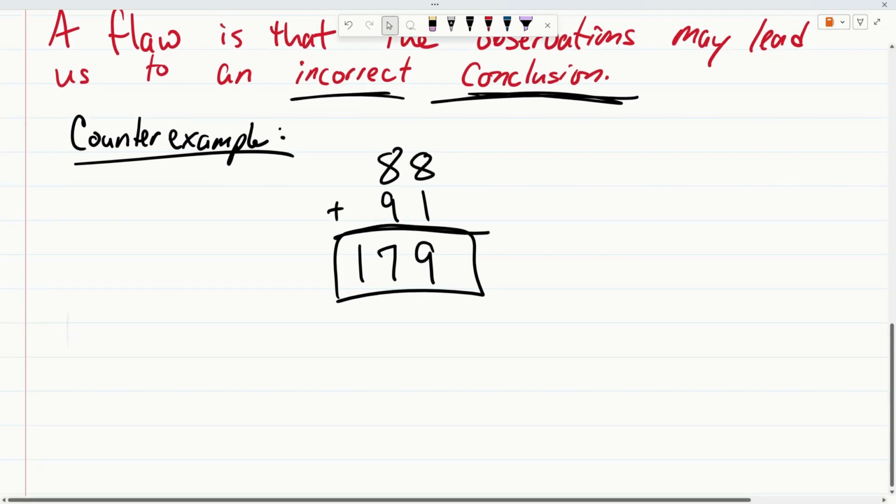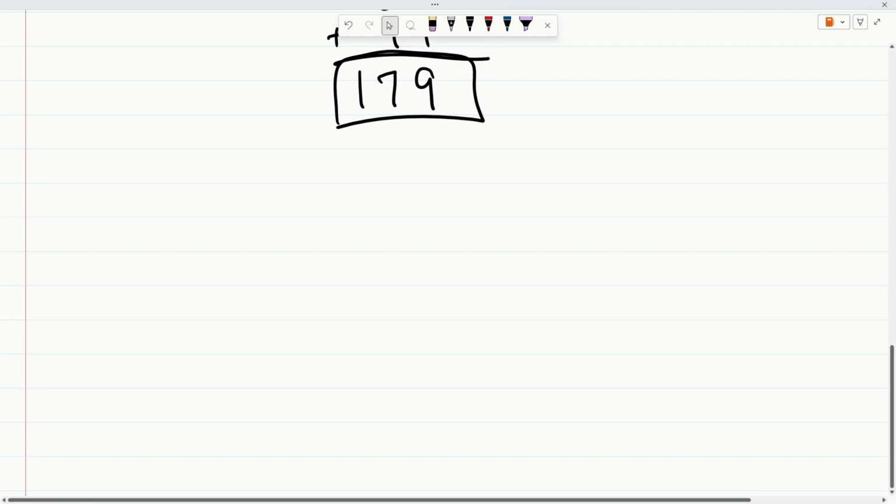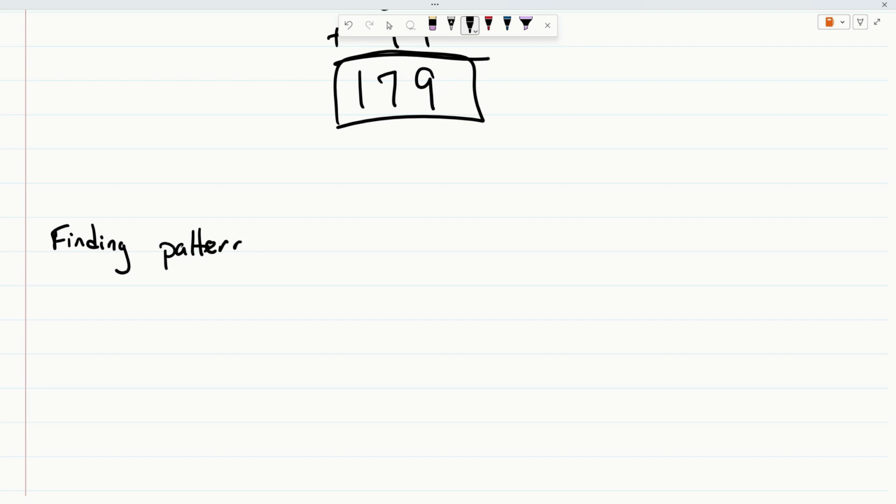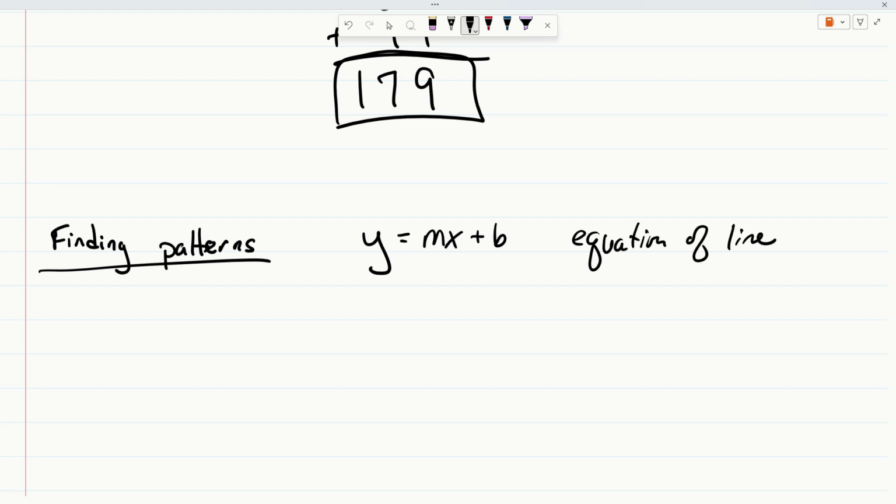Another way that we use inductive reasoning, and this is very popular in math, is by finding patterns. We try to do this all the time in math. In fact, I could argue that math is really just the process of finding patterns in general. For example, some of us may have seen this before, like y equals mx plus b. It's an equation of a line. And what makes this so special is that the variables x and y are both raised to the first power. That's what makes it a line.